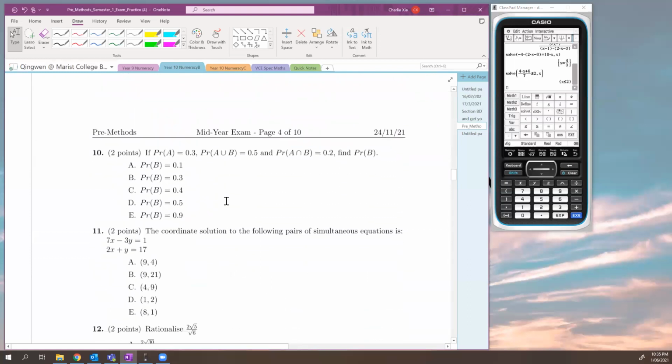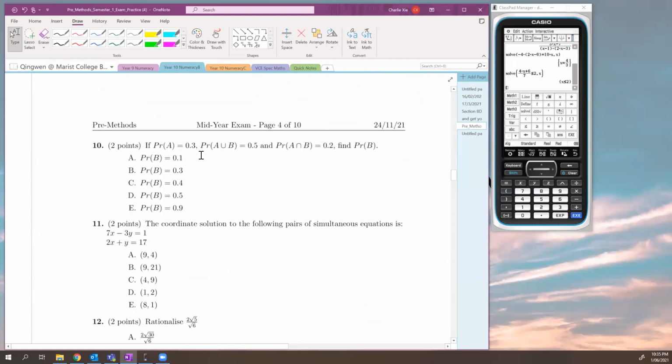All right, question 10. If the probability of A is 0.3, the probability of A union B is 0.5, and the probability of A intersect B is 0.2, find the probability of B. This sounds like the addition rule, and it is, but it's a different part of the addition rule. Again, the probability of A union B is the probability of A plus the probability of B, take away the probability of A intersect B. So we write down the formula first, and then we substitute the numbers we know.